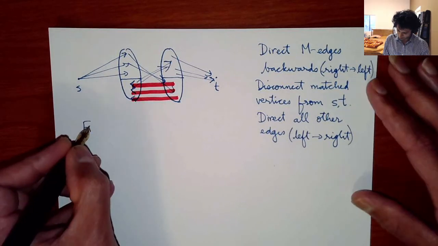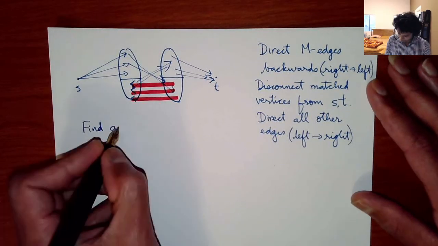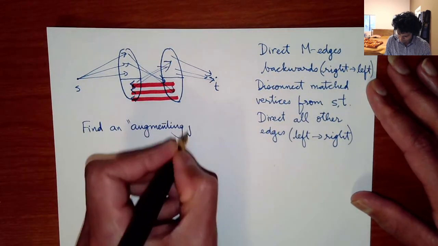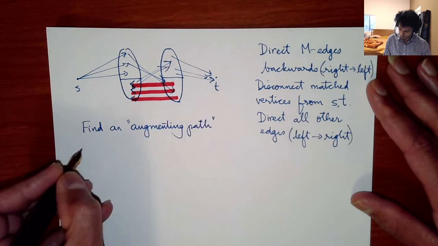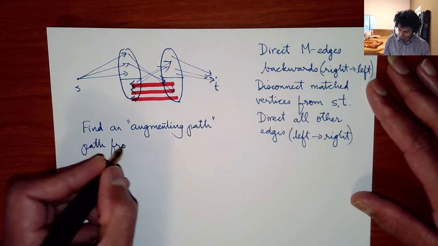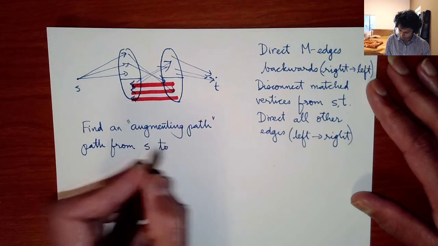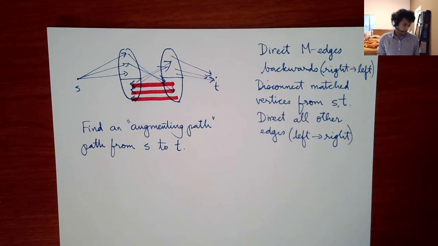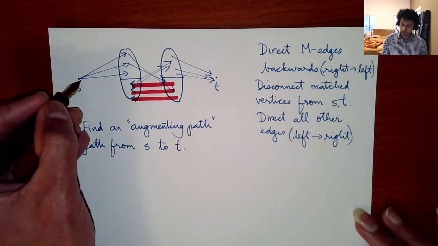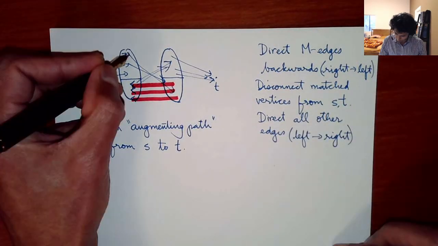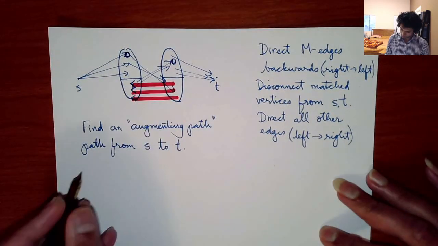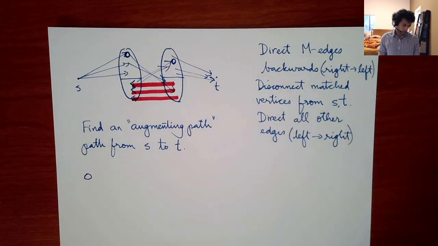This is what Ford-Fulkerson does. It finds what's called an augmenting path, which is a path from S to T. What does this augmenting path look like? Ignoring the part from S to T, it's going to start from some vertex here, get to some vertex here, as follows. It starts from some vertex that is not matched.